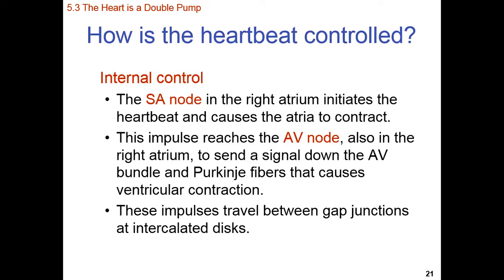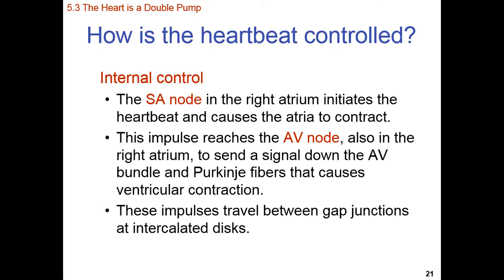So the SA node is going to depolarize or send an electrical signal away to the atria, causing both atria to contract. The electrical signal then goes to the AV node, the atrioventricular node, and pauses there for half a second. That half a second pause at the AV node allows for the atria to finish contracting before the ventricles start contracting.